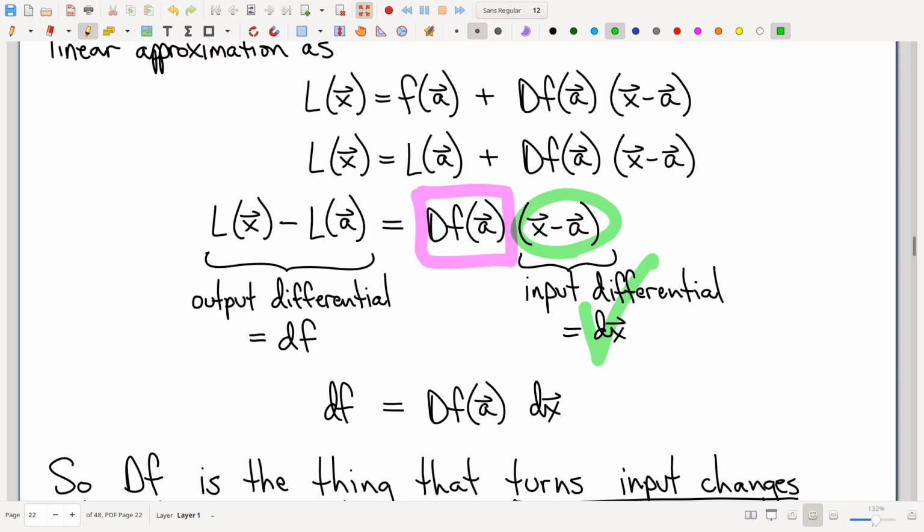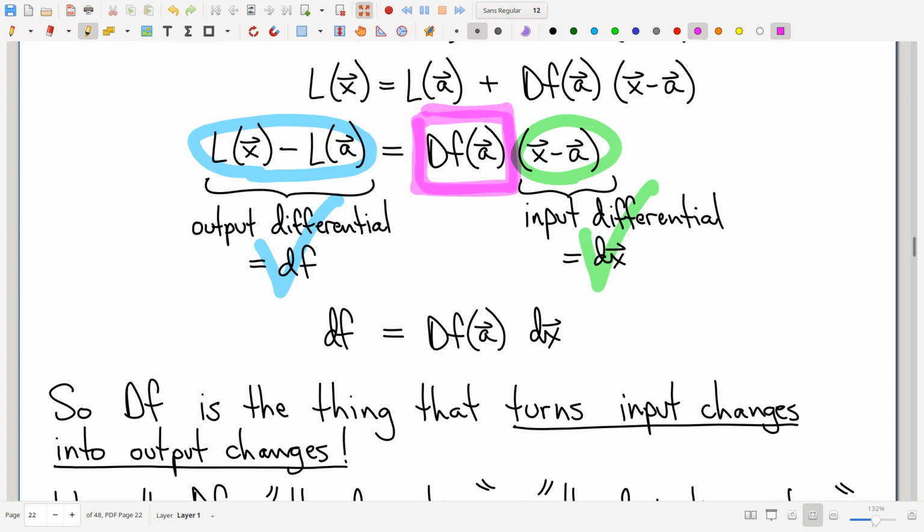And when you multiply by the df matrix, what you get is, let's see here. You don't get the increment. You don't get the actual change in the value of the function f, but you do get how much the linear approximation changes. Namely, you get our linear estimate of how much the function f changes. Namely, you get what we call the output differential, df. So, how about that?